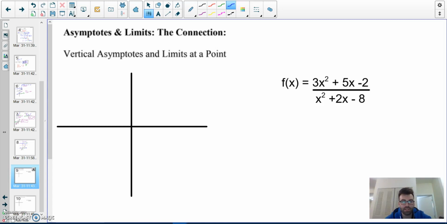Alright, we're back with 9.6 video 2. We're talking about asymptotes and limits and their connection. First thing I want to talk about is limits at a point. Okay, vertical asymptotes are limits at a point.